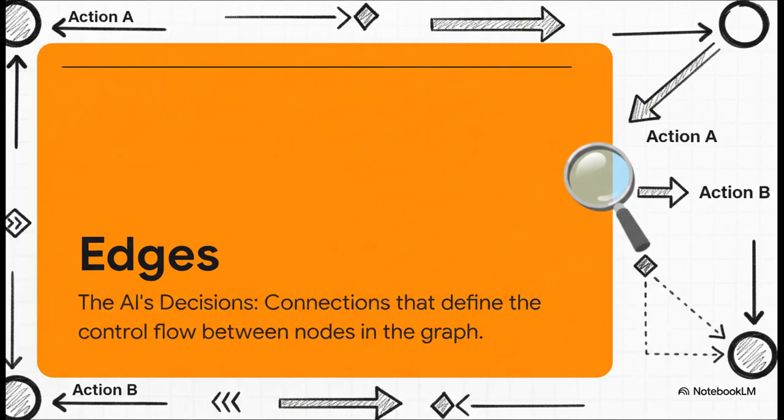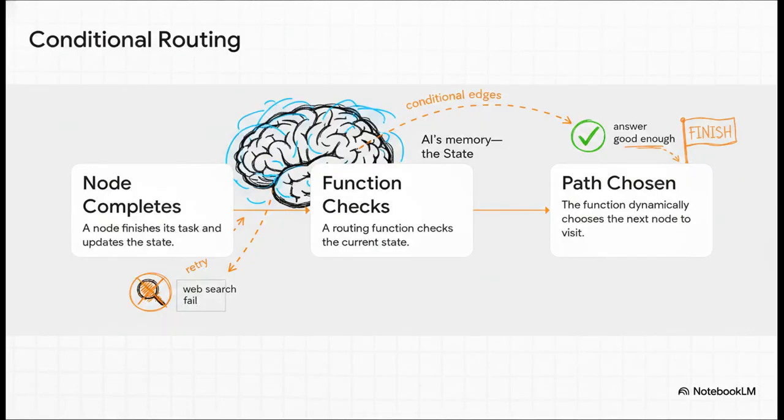An edge can be really simple, like, after A, you always do B. Or it can be a whole lot smarter. And this is where the real magic is. There's a special kind of edge, a conditional one, that can actually look at the AI's memory, that state, and decide where to go next based on what it finds. So, did that web search actually work? If not, the edge can route the flow to a try again node. Does the AI think the answer is good enough? Then the edge can send it to the finish node. This lets the whole graph change its path as it goes.